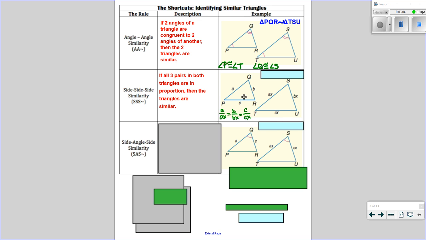So whatever this triangle is, if you say we doubled it or tripled it to this size, it's in proportion. So that means these two triangles are similar.